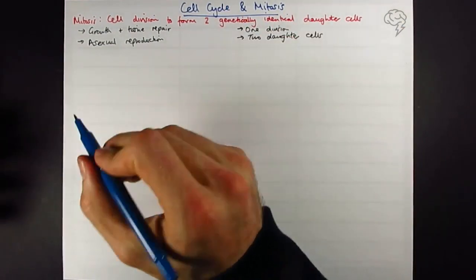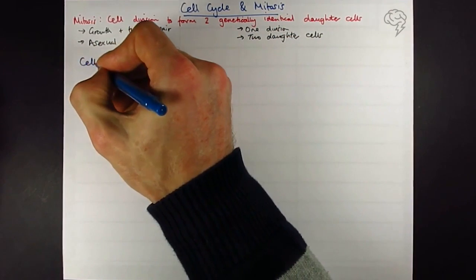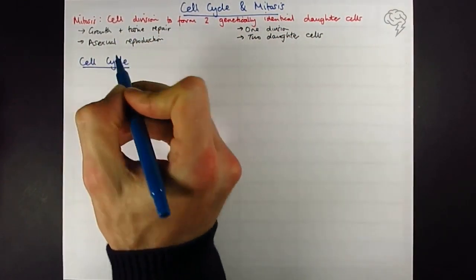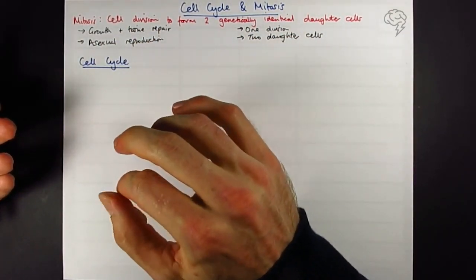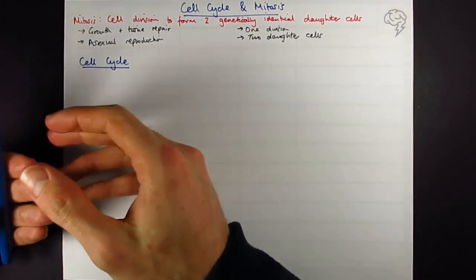Okay, so first of all, before we get to mitosis, we need to know a bit about cell cycle. So this is the phase that the cell goes through, and then it ends obviously with cell division, or begins with cell division, depending on how you want to think about it.